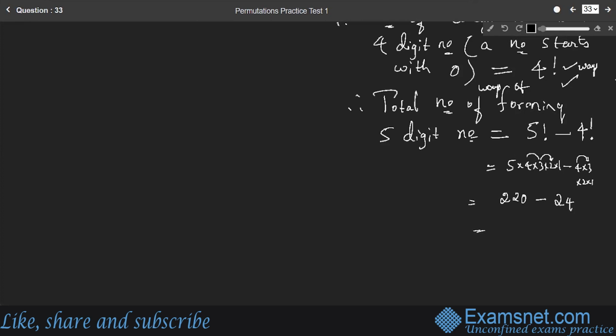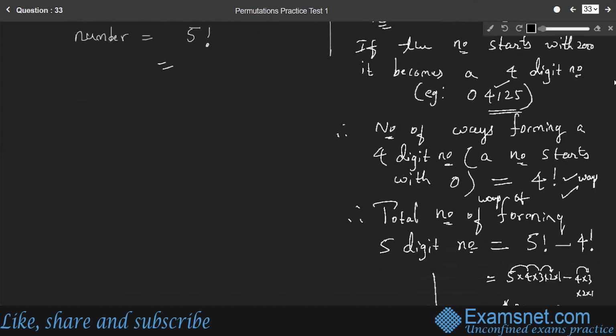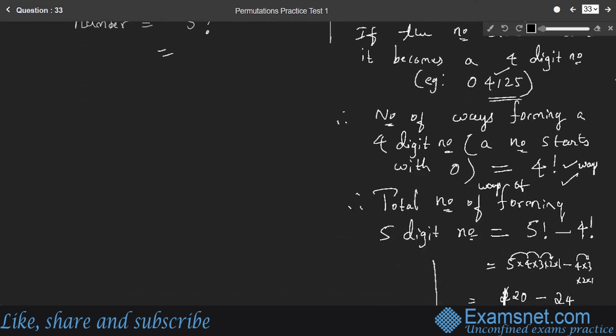Right? It is 120, sorry. 24 into 5 is 120. So therefore it is 96. Right? Total number of forming 5-digit number without 3, when 3 is excluded. Right? When 0 is excluded, it is 5 factorial. 5 factorial is nothing but 120.